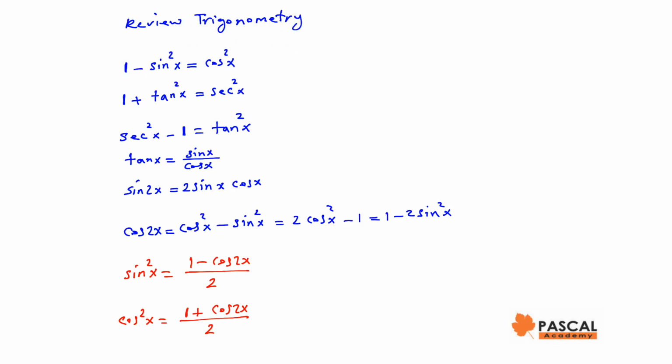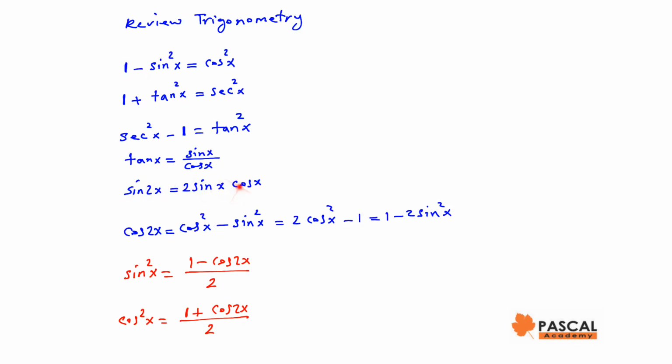Sine squared of x plus cosine squared of x equals 1, which gives us 1 minus sine squared of x equals cosine squared of x. 1 plus tan squared of x equals secant squared of x. Secant squared of x minus 1 equals tan squared of x. Tangent equals sine over cosine. Basic trig identities.